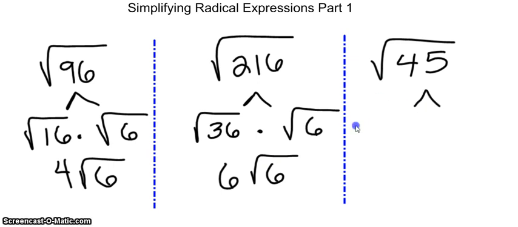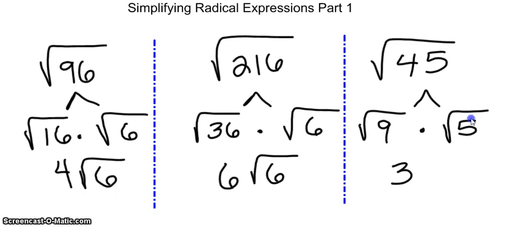The square root of 45 can be broken down into root 9 times root 5. So again, 9 is a perfect square because the square root of 9 is 3. So I have 3 times root 5. 5 is not a perfect square, cannot be broken down any further. So my final answer is 3 root 5.